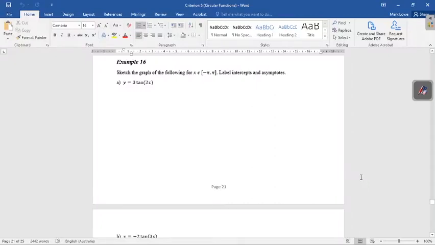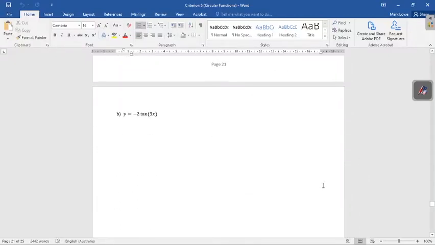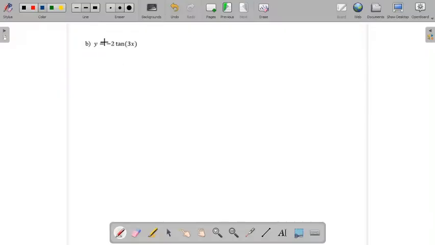So still on example 16, but this time we're looking at 16b. Okay, so we've got y equals negative 2 times tan 3x. So starting with our period, it's pi over n, which is 3. So pi over 3 units is our period.